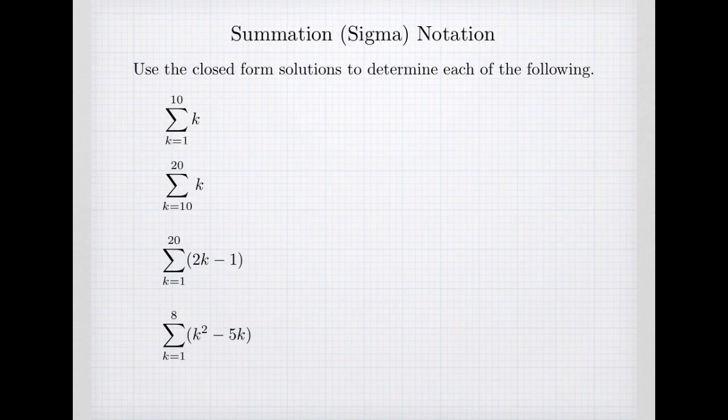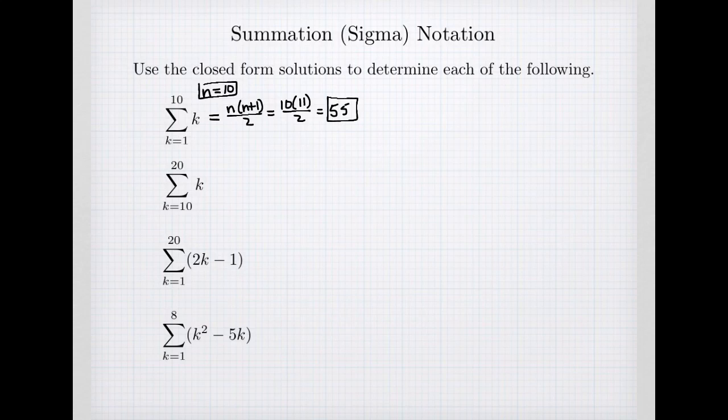I have n equals 10 of the summation of my index k. So the formula is n times n plus 1 over 2 with n equal 10. So I get 10 times 11 over 2, which is 55. If you add 1 through 10, you get the answer 55.